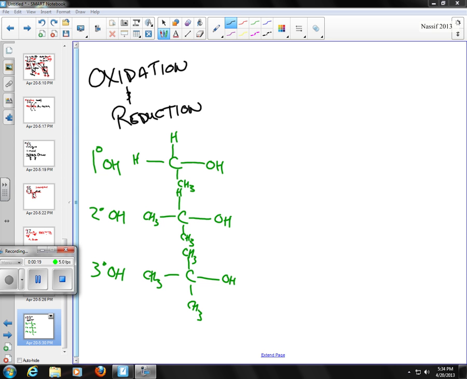So, as you can see, I've drawn pictures of primary, secondary, and a tertiary alcohol. So, what can we see here? I'll run through it briefly. This is the left side of the table. As we move right, we will be oxidizing. So if we oxidize our primary alcohol, we get to an aldehyde. If we oxidize our aldehyde, we get to a carboxylic acid.